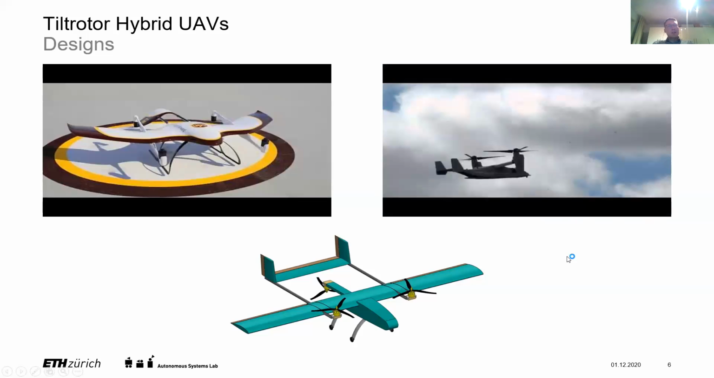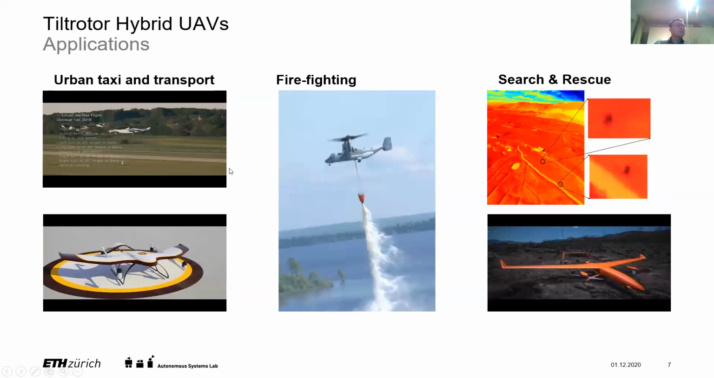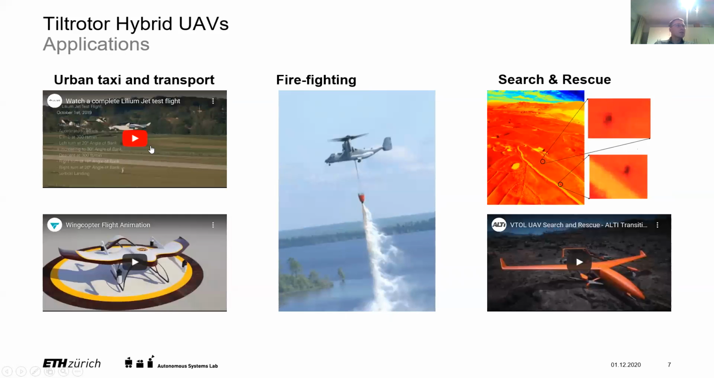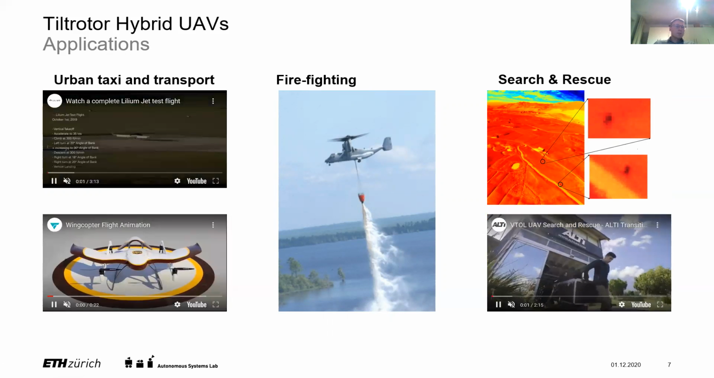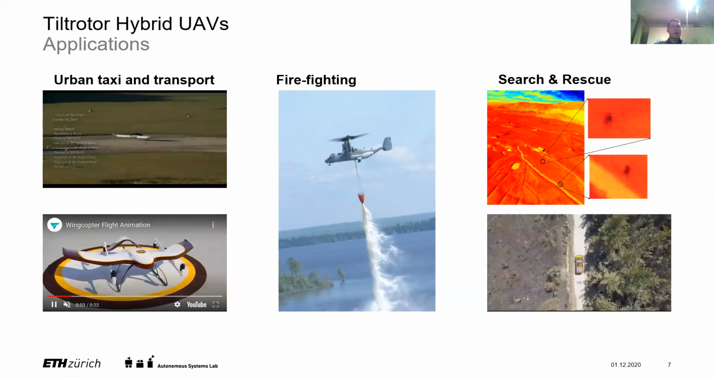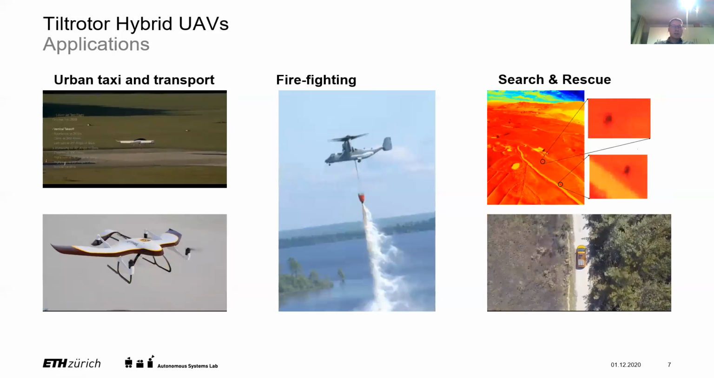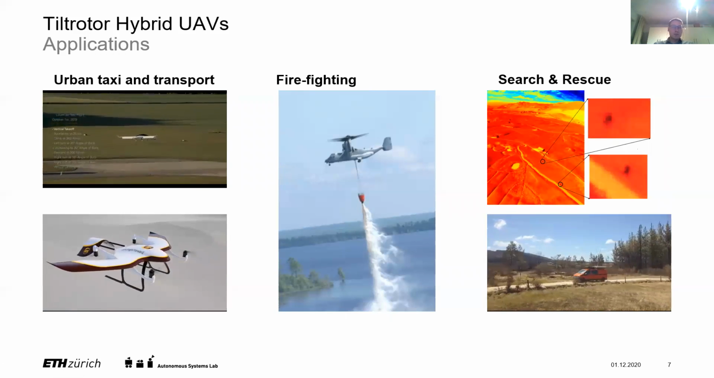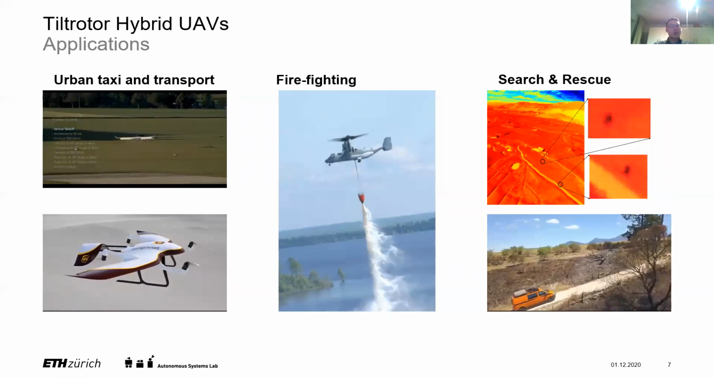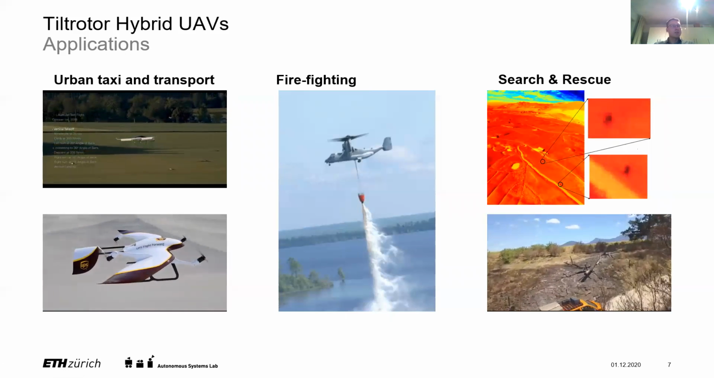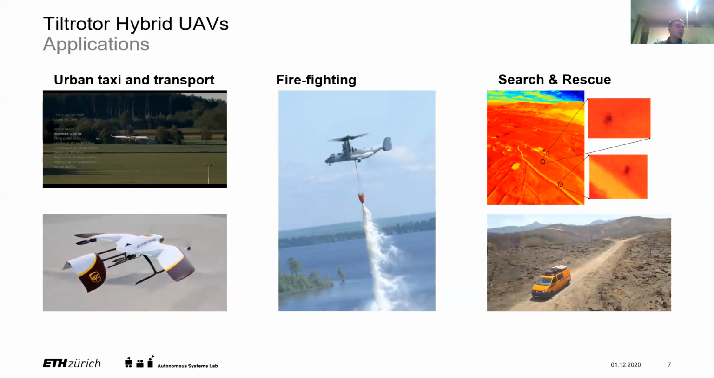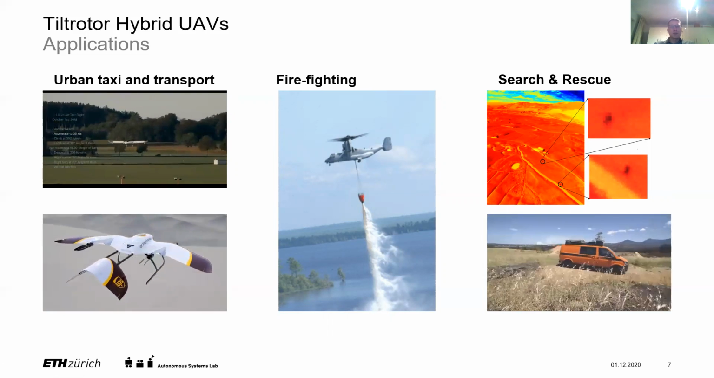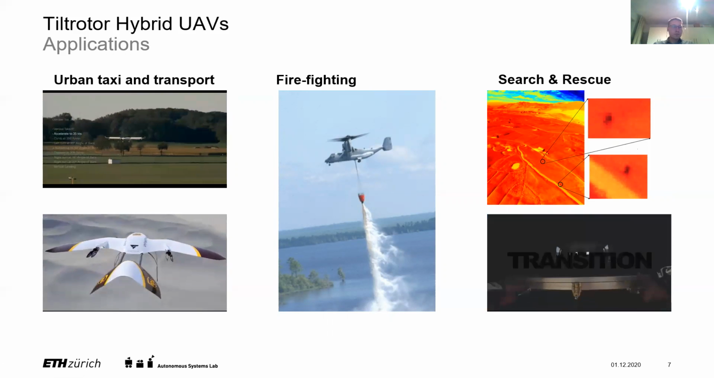Applications for these types of vehicles are manifold. So I tried to include just a few here. One direction, first of all, here on the left, which is strongly investigated at the moment, is urban taxiing and transport. So you can imagine how here the increased maneuverability is particularly useful in urban environments, but especially so when coupled with highly efficient cruise flight for transport.